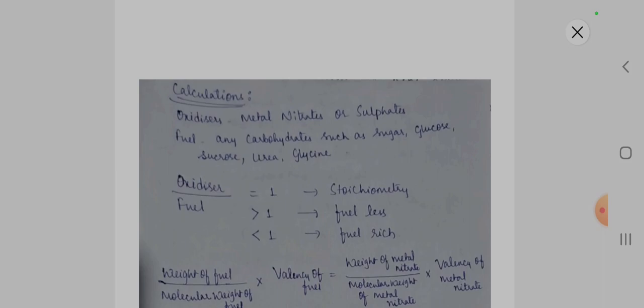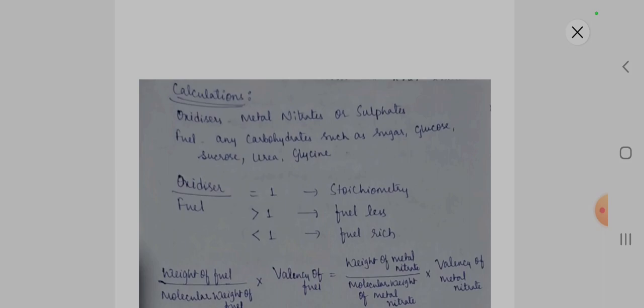And if the oxidizer to fuel ratio is equal to 1, we call it the stoichiometric ratio. That means the initial mixture does not require any atmospheric oxygen for a complete oxidation of the fuels. And if the oxidizer to fuel ratio is greater than 1, then we say fuel is less and the oxidizer content is more. And if the oxidizer to fuel ratio is less than 1, then we say fuel rich, that is fuel is more and the oxidizer is taken less in quantity.